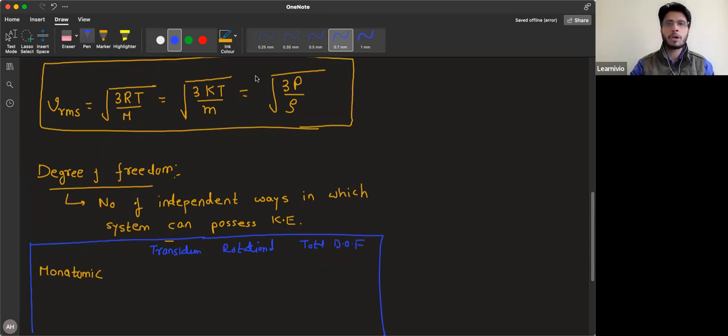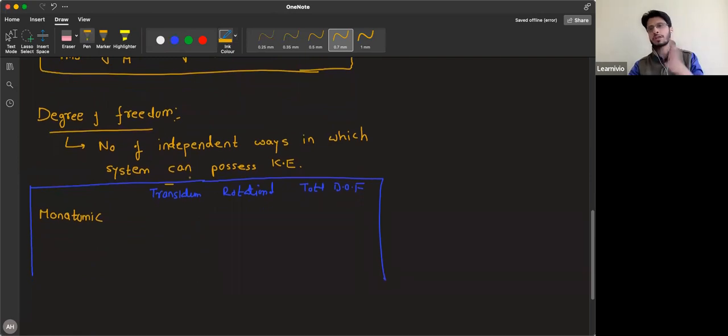So if you have a monoatomic gas, it can move in any direction, like it can go along x-axis, along y-axis, along z-axis. So molecules can have translational degree of freedom, which is 3. We say along X, along Y, along Z. A monoatomic gas cannot rotate. For rotation, you need a rigid body. So rotation is 0. So the total degree of freedom is 3.